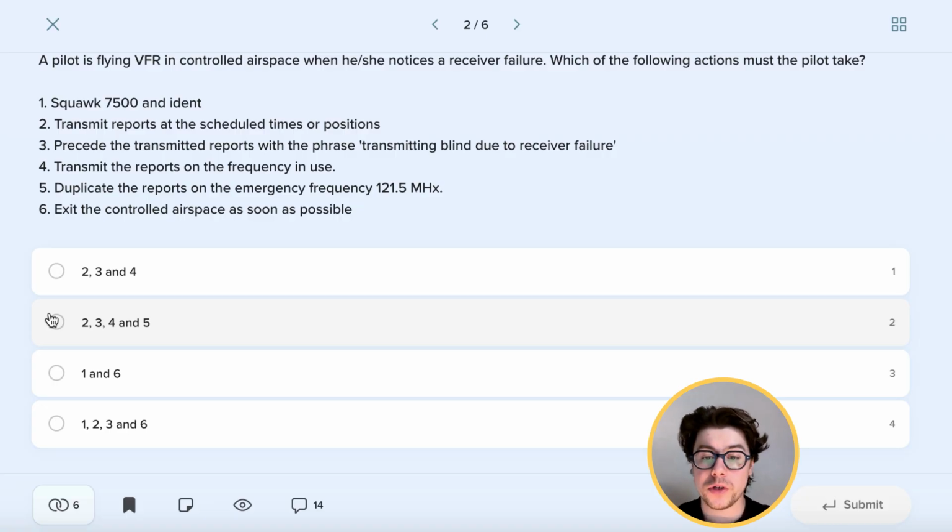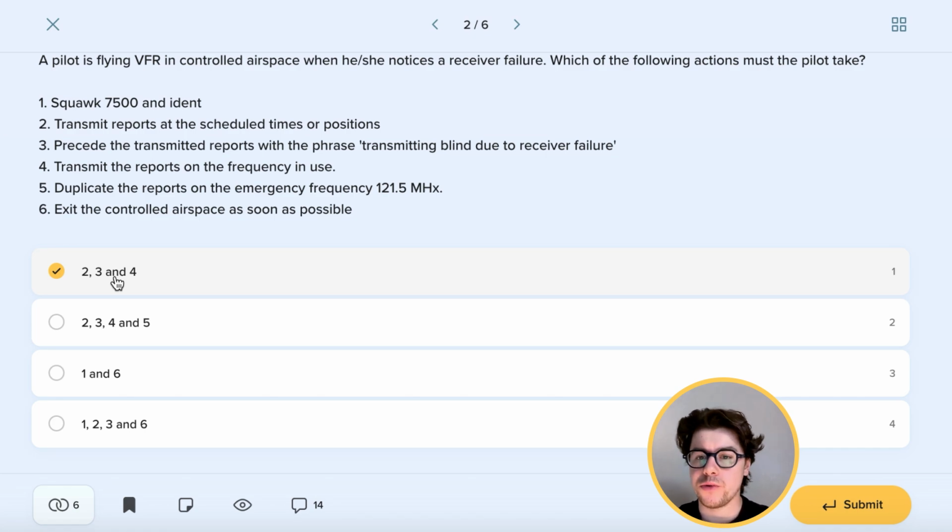Duplicate the reports on the emergency frequency. Absolutely not. This just adds to the workload. Absolutely not necessary. Doesn't do much. The frequency, if you have already been in touch with someone on a frequency, changing frequency makes absolutely no sense. And exit the controlled airspace as quickly as possible. There is no requirement to do so. There are other rules which we will go into in just a second.